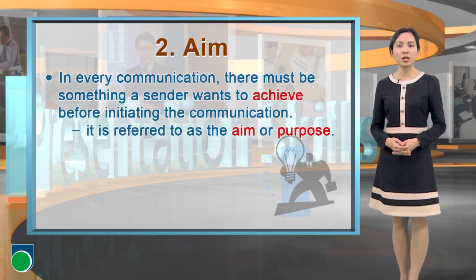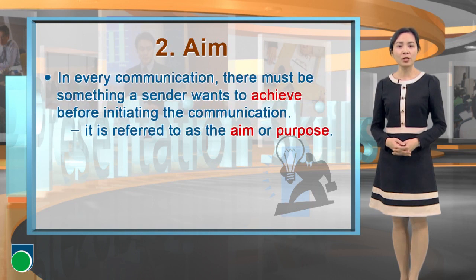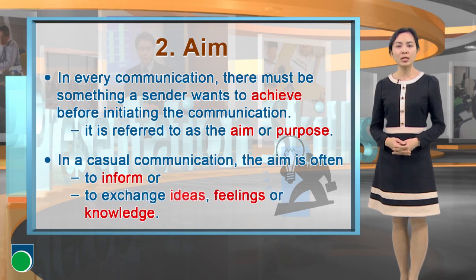The next element of the communication process is the aim or purpose. In every communication, there must be something a sender wants to achieve before initiating the communication. The aim of a casual communication is often to inform or to exchange ideas, feelings, or knowledge. When you chat with your colleagues about your new smartphone, you are sharing ideas and comments on the features or functions of the new model.